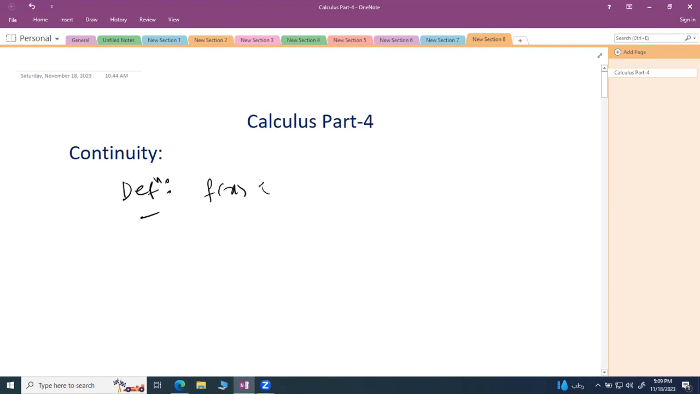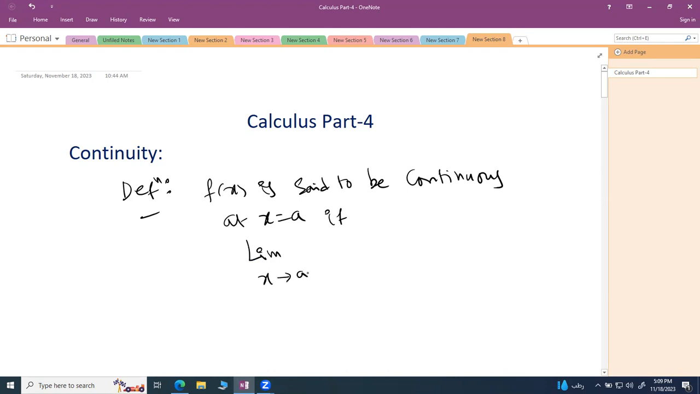f of x is said to be continuous at a point, at x equal to a, if the limit as x goes to a of f of x is equal to f of a.